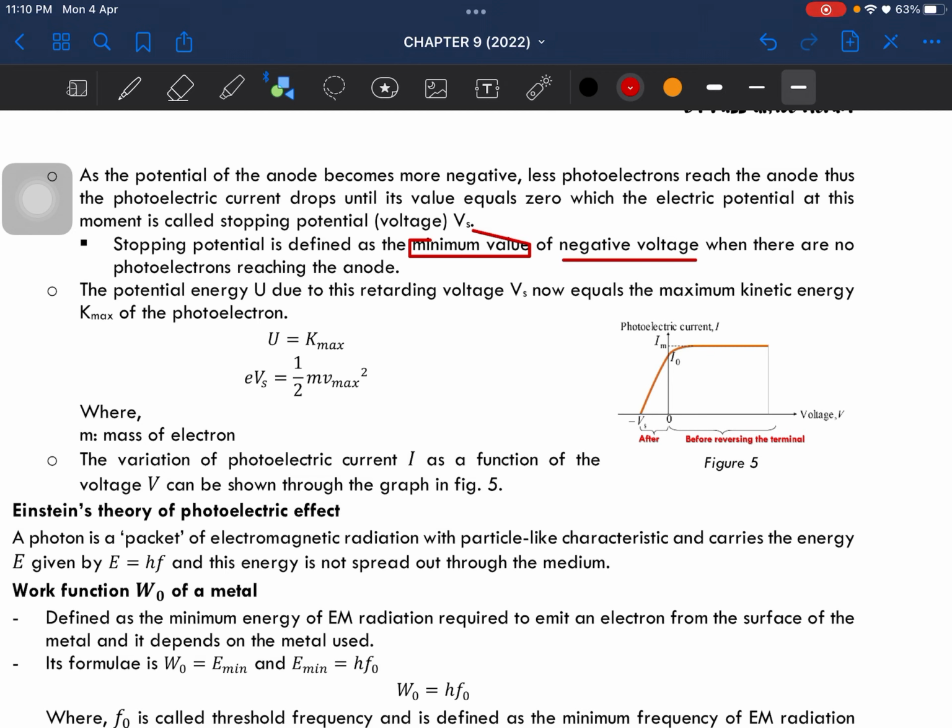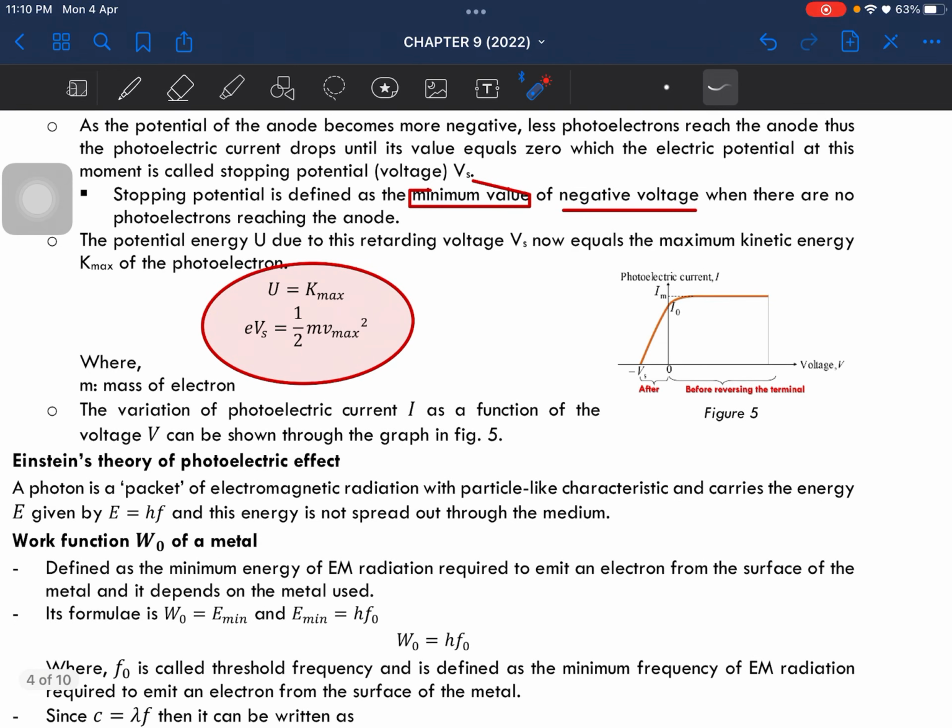Stopping potential is defined as the minimum value of negative voltage at which no photoelectrons reach the anode. The potential energy due to this retarding voltage would then equal the maximum kinetic energy of the photoelectron. This bit is important when they ask you to calculate the kinetic energy. That is the relationship, where m is the mass of the electron, and the variation of the photoelectric current as a function of voltage is shown here.